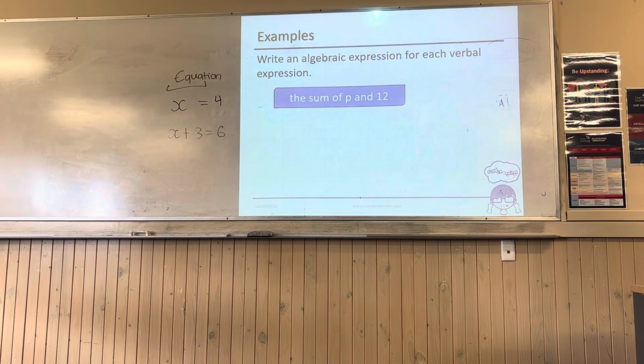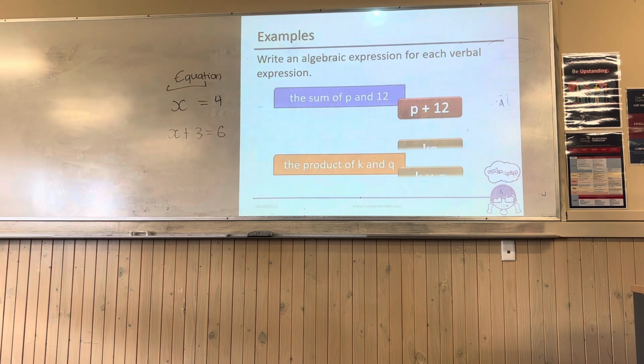Write an expression for this: sum of p and 12. What do you have there in that situation, Charlotte? How would you write this as an expression? Well done. Yeah, that is p plus 12. The product of k and q. What does that mean by product? Yes, Dex. Times. So it's going to be k times q, also known as kq.